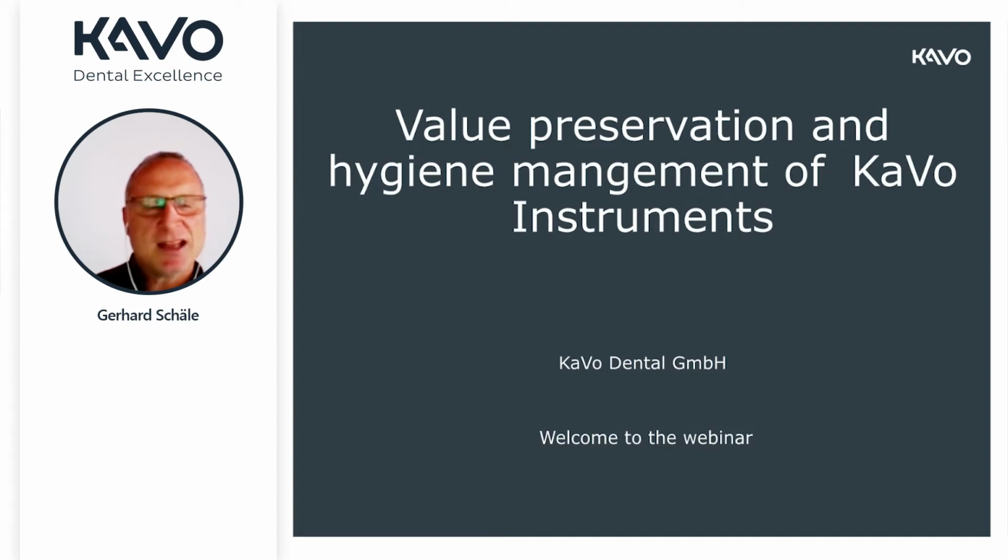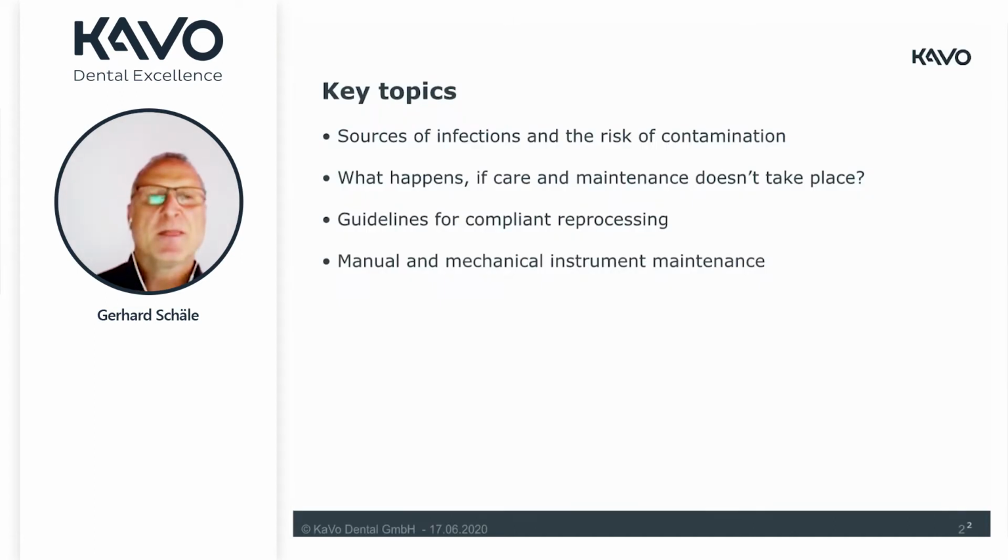Okay, so let's go forward and start with the presentation. The key topics we want to talk about today: first of all, the sources of infection and the risk of contamination. Important for you: what would happen if care and maintenance is not done correctly, or is done wrongly because of misunderstandings, or does not take place. I want to go through a guideline for compliant reprocessing, and of course the manual and the mechanical instrument maintenance.